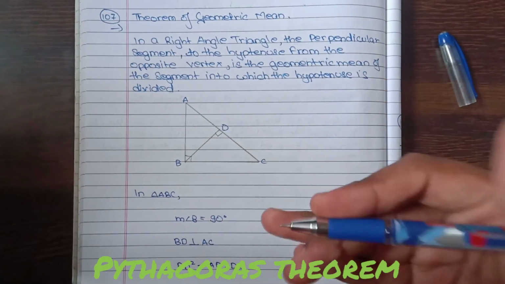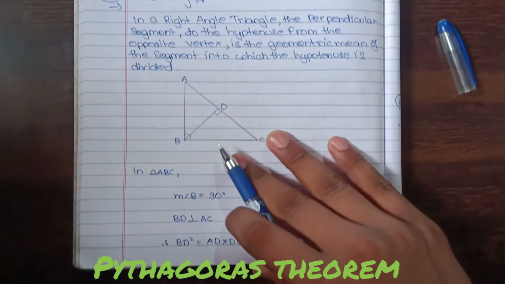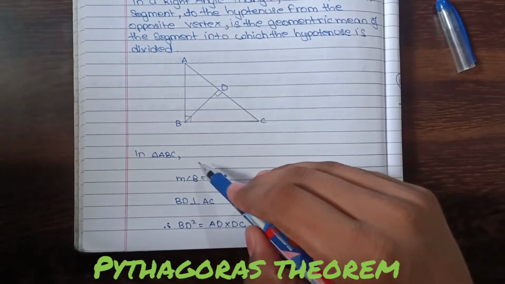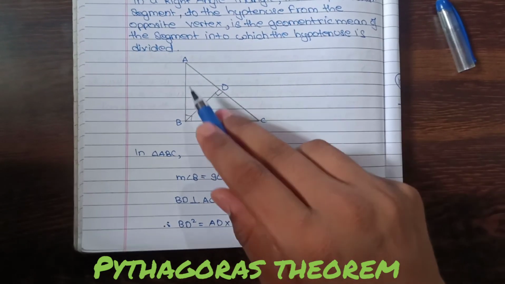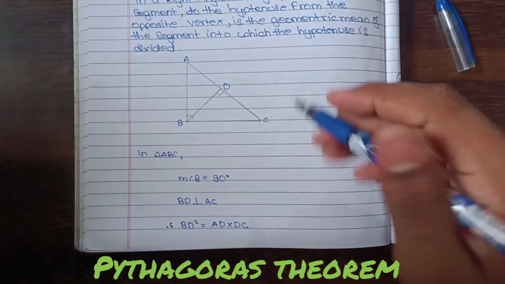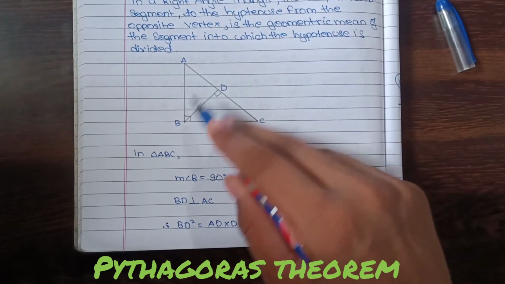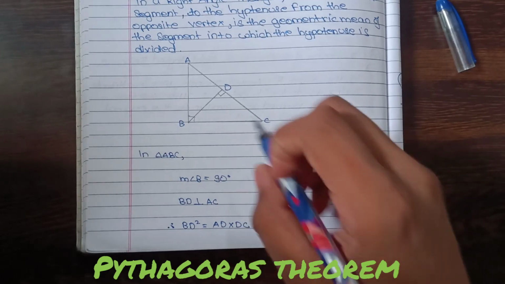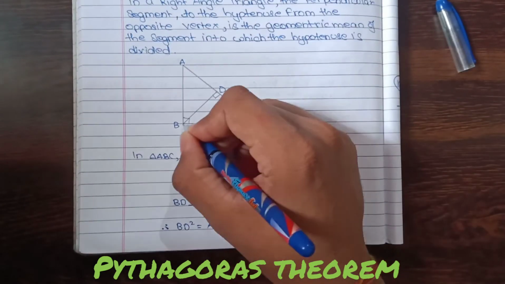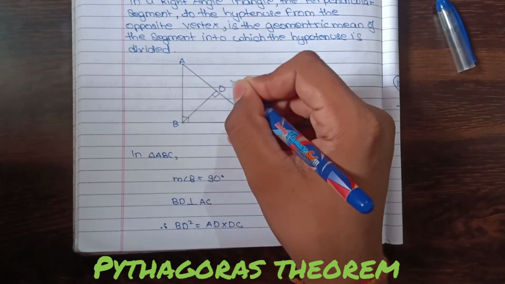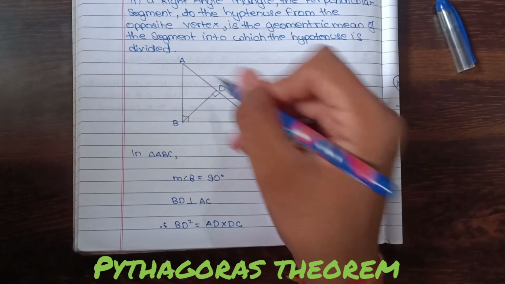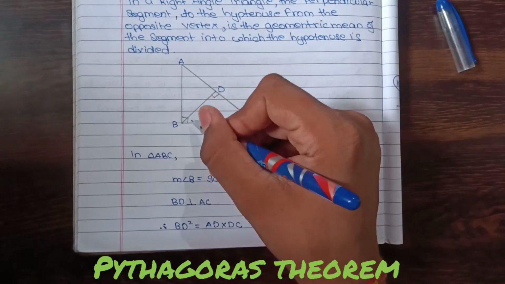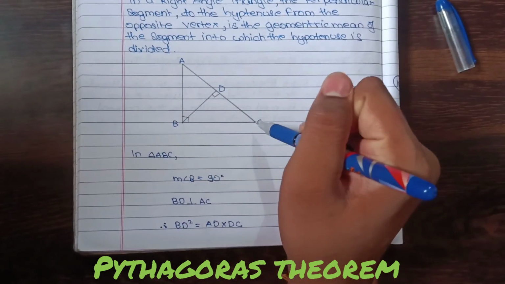So now there's a formula related to this. It says that in triangle ABC, measure of angle B equals 90 degree. We all know because it is a right angle triangle. We also know that a segment is drawn, so BD is perpendicular to AC. Now the formula says that BD square equals AD into DC. You saw, BD square means BD into BD, equals AD into DC.